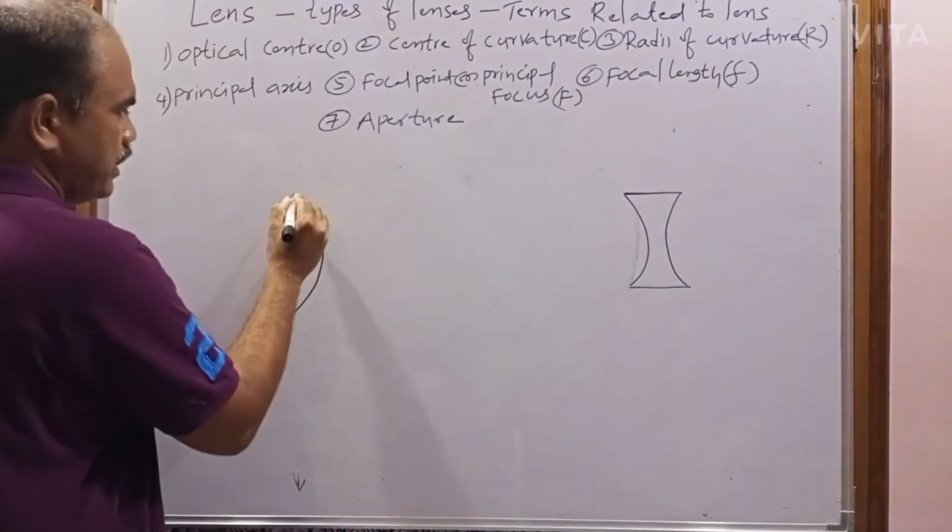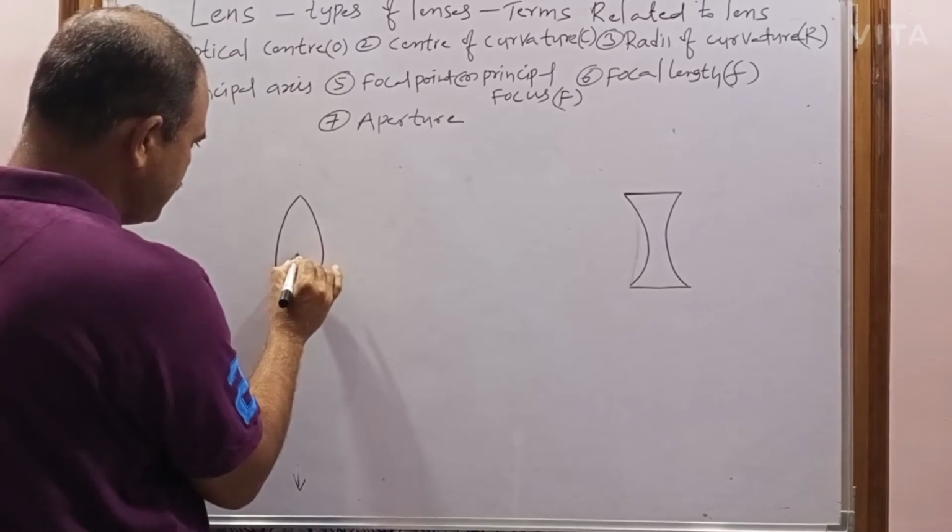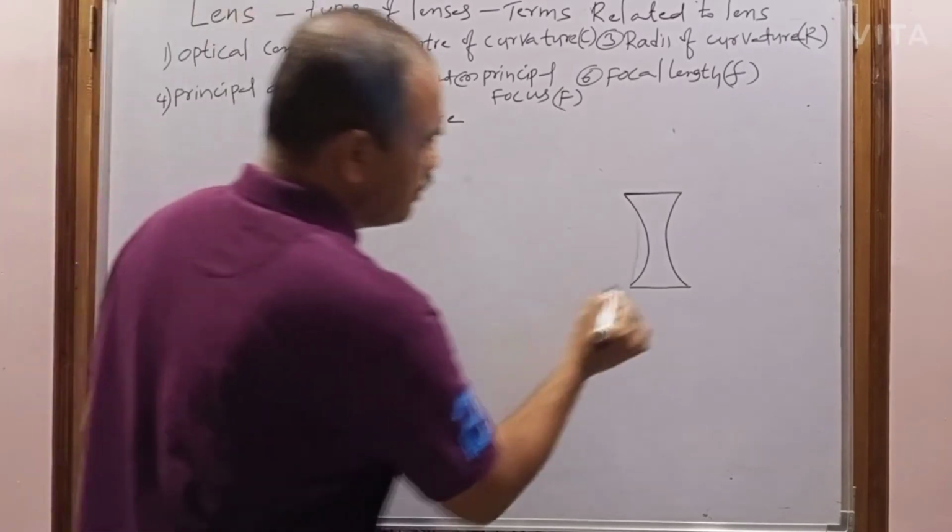It is a double convex lens and it is a double concave lens. So the midpoint of the lens is called what? Optic center.